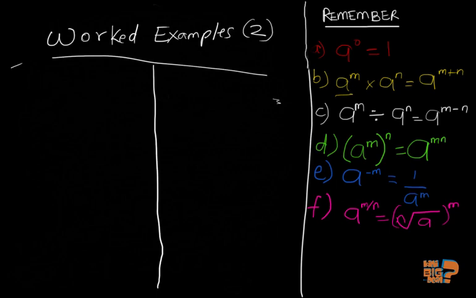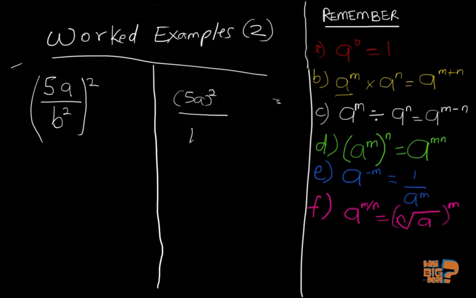Okay, it says (5a over b squared), everything raised to what power? Power 2. Okay, from your normal, this is what goes on behind. What this question is telling you is that 5a, okay, square it, divided by b squared, square it.